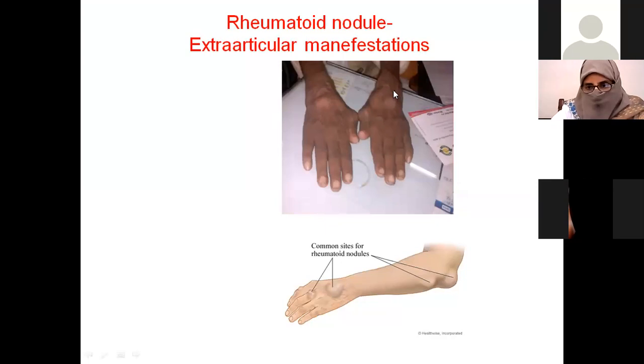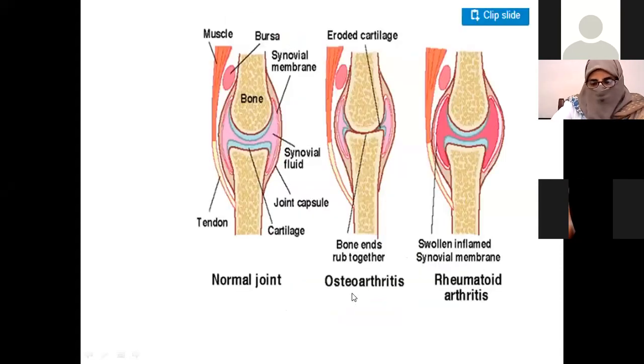If I do a biopsy of this nodule and see it under the microscope, it will show an appearance like I have shown there, that there is necrosis with histiocytic collection, which is called rheumatoid nodule. Okay, so the common sites of rheumatoid nodules are these surfaces. So this is the last slide, which is showing the differences between osteoarthritis and rheumatoid arthritis. Do go and do it.